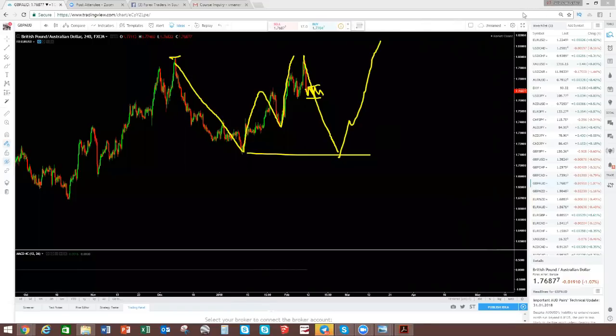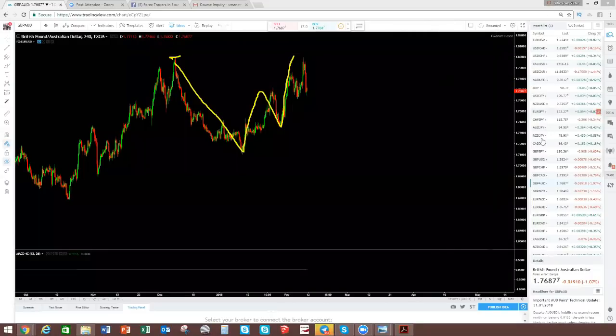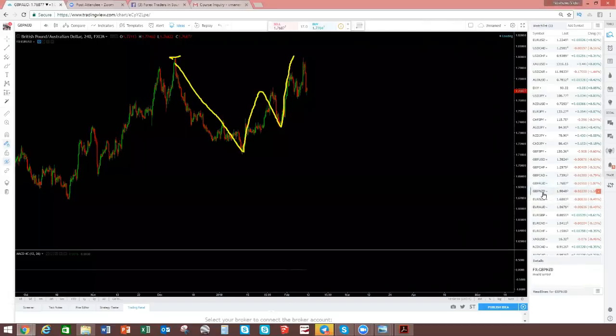So look for corrections in the pound pairs, lower time frame, for further move to the downside. Don't just rush into selling before you get confirmations. That's pound AUD, pound New Zealand.